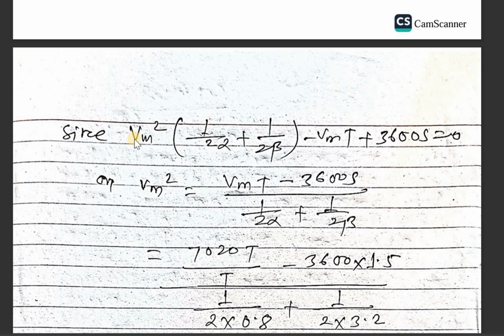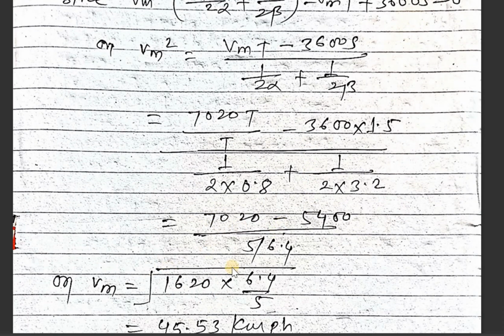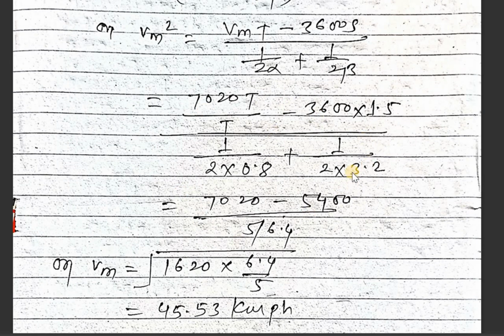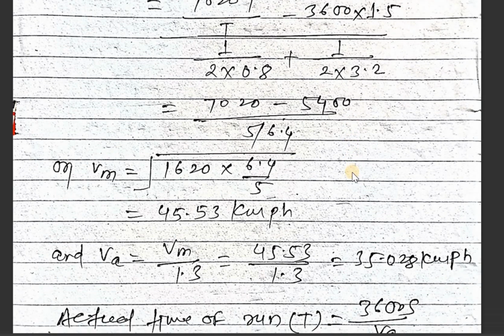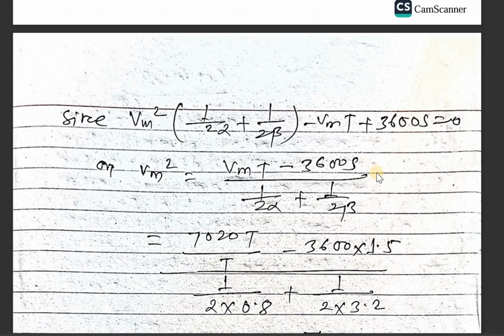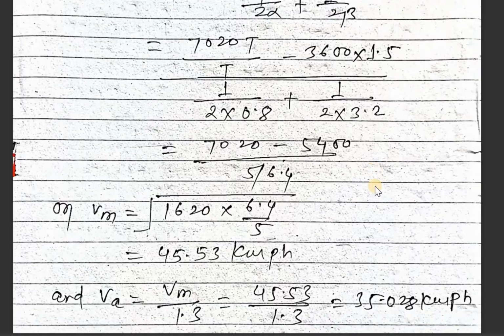And we know this equation: Vm square equals Vm T minus 3600 S upon k, where the value of k is 1 by 2 alpha plus 1 by 2 beta. So putting all these values, we can get Vm square equal to Vm T minus 3600 S upon (1 by 2 alpha plus 1 by 2 beta). The value of alpha is 0.8 and the value of beta is 3.2, which are also mentioned in the question.